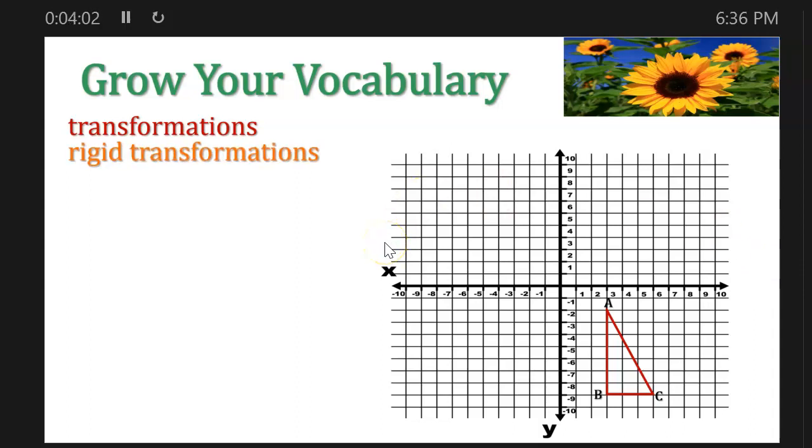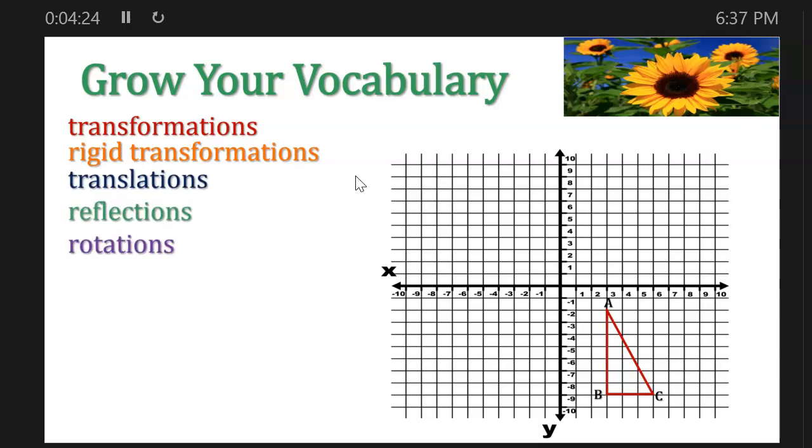Rigid transformations are one of 2 types of transformations we're going to study today. They're rigid transformations and also non-rigid transformations. Rigid transformations are those that do not change the size of a shape. It may change the location or the orientation, but it never changes size. The 3 types of rigid transformations are translations, reflections, and also rotations.